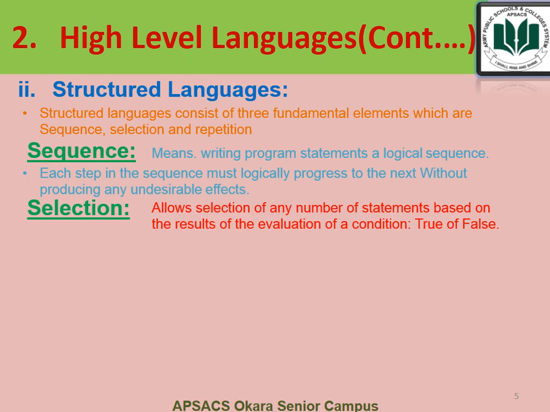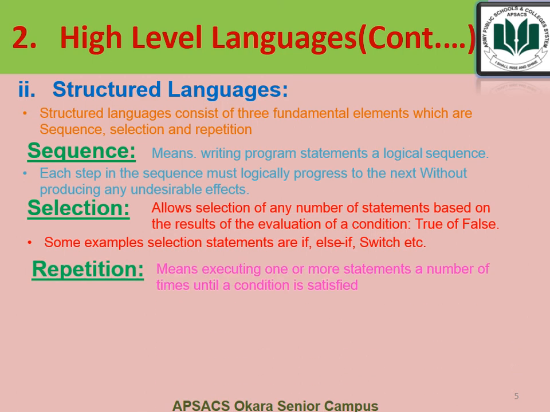Selection allows selection of any number of statements based on the results of the evaluation of a condition. Conditions may be true or false. So we can produce any number of statements. Some examples of selection statements are if, else if, switch. These are some of the statements which we will use in the C language as well.